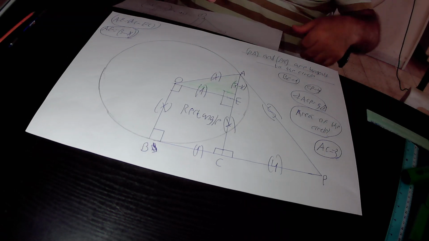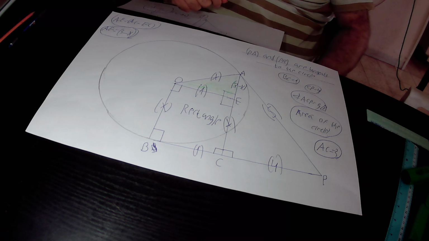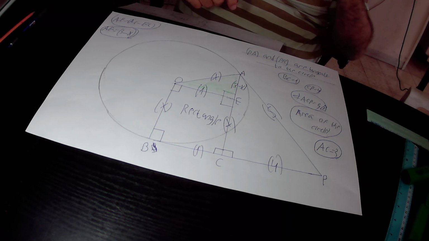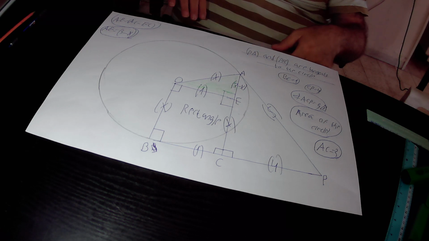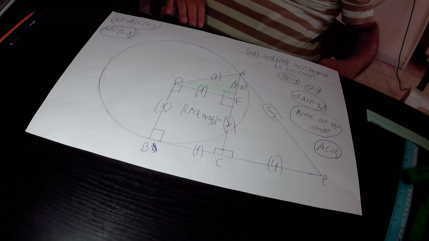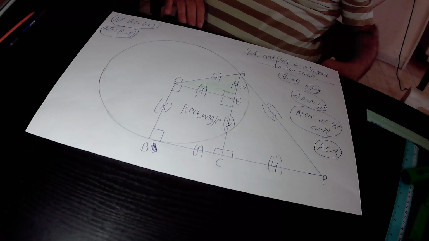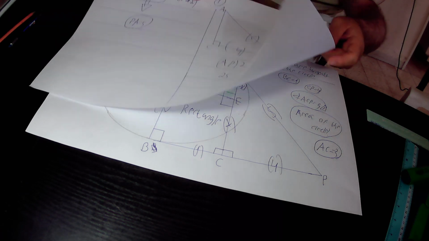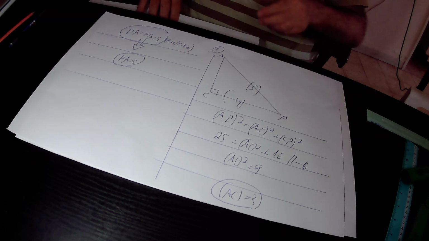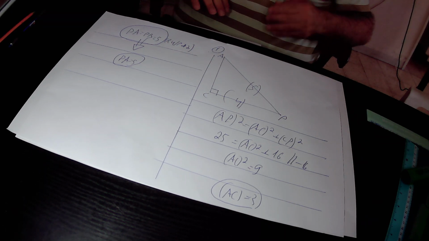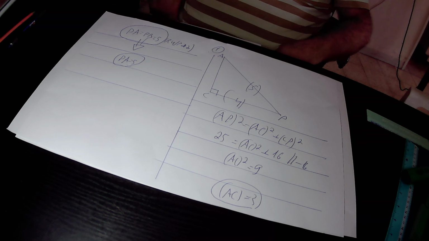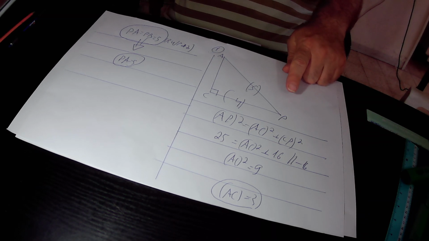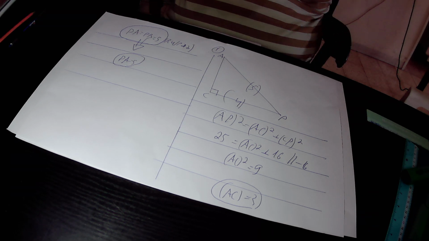In the next step, we take the right triangle ACP and implement the Pythagoras theorem in it. According to the Pythagoras theorem, in any right triangle, the square of the hypotenuse is equal to the sum of the squares of the other two sides. So in this right triangle ACP, AP squared, that is the square of the hypotenuse, is equal to AC squared plus CP squared.